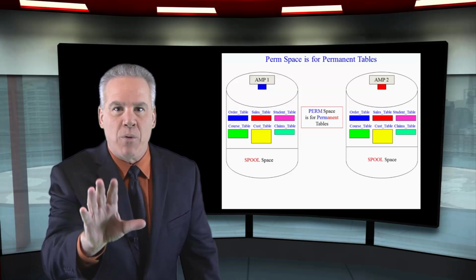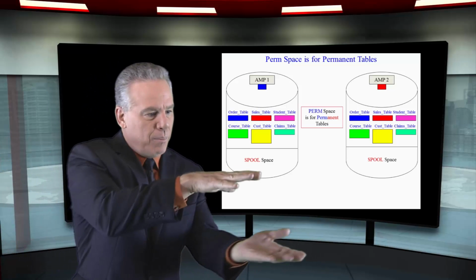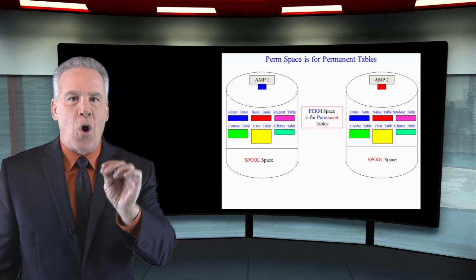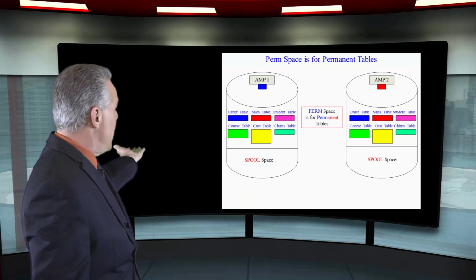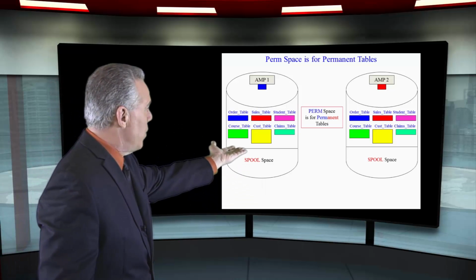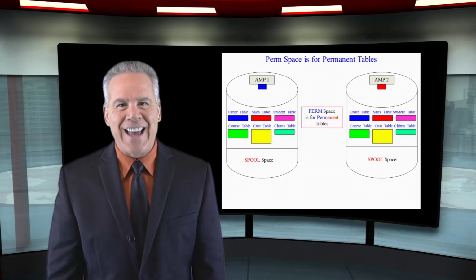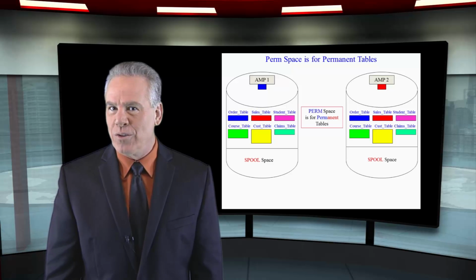When I create a table, a header is created on every AMP, and when we load that, blocks are opened and the data is loaded on these AMPs. That is all done in perm space. As you can see here, I've got tables on one AMP and tables on another AMP. Would there ever be an AMP that has more tables than the person next to them? Never. They all have the exact same tables. They just hold different rows.